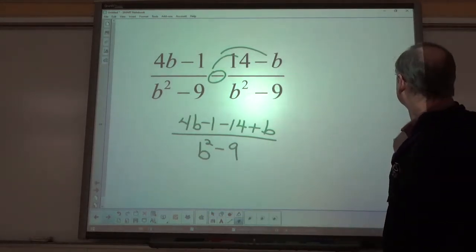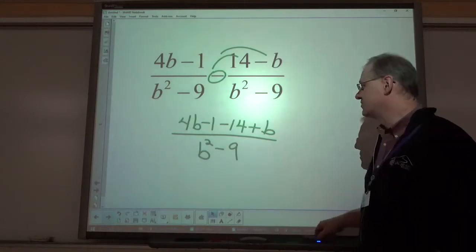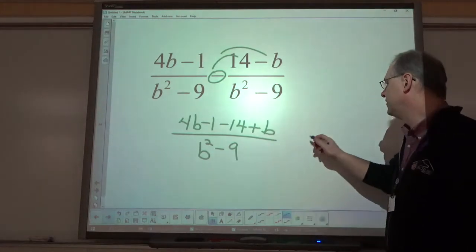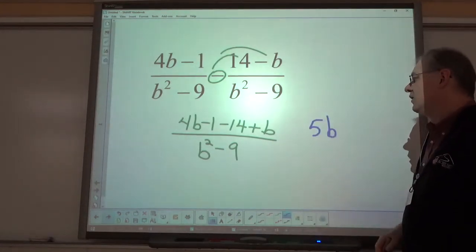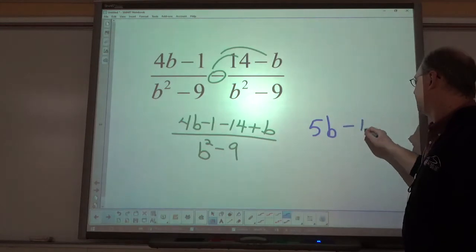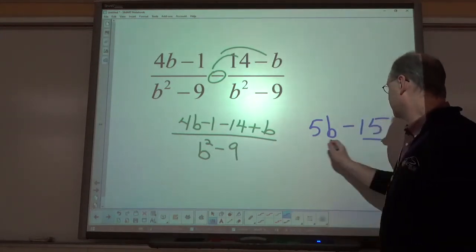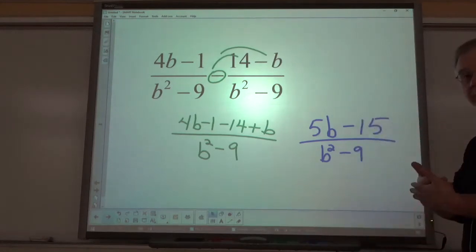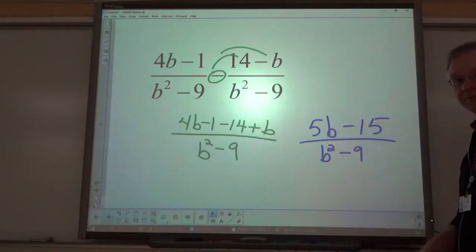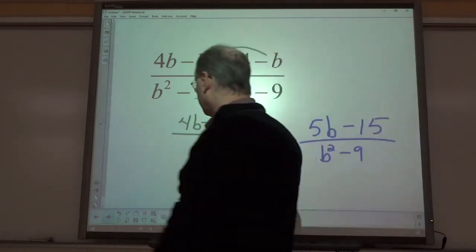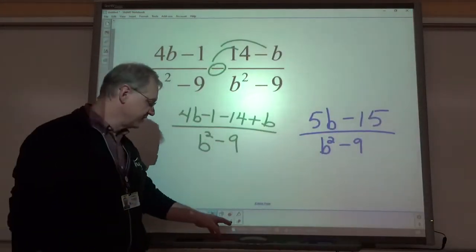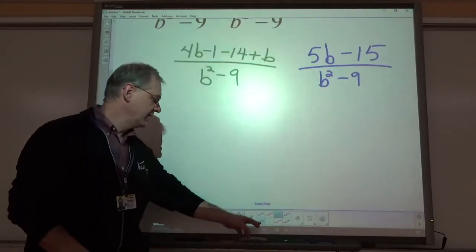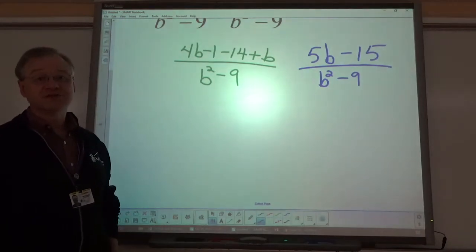All right. So now the next thing I'm going to do is a little simplification. 4b and 1b is 5b. Negative 1 and negative 14 is negative 15 over b squared minus 9. Once you have one polynomial on top and one on bottom, now we want to worry about whether or not we can reduce this. So I'm going to go ahead and try to reduce first.